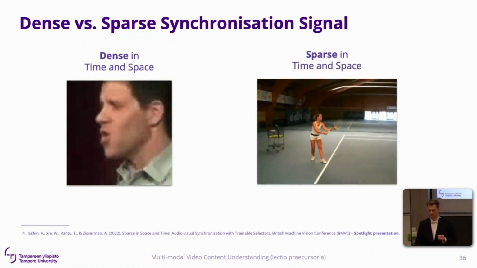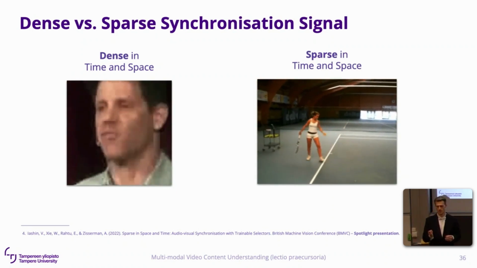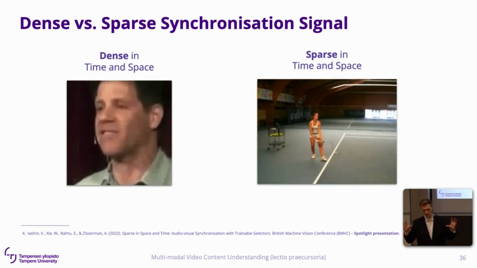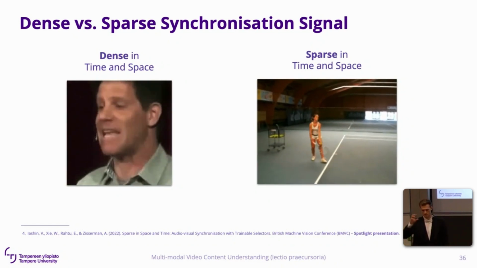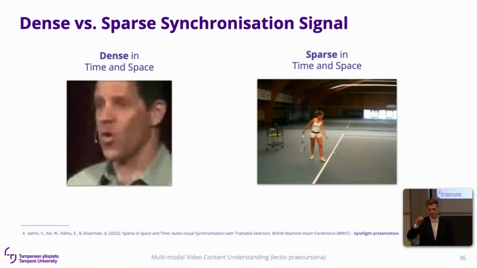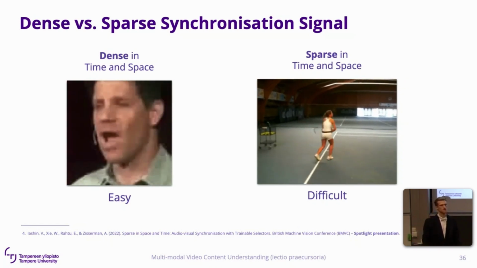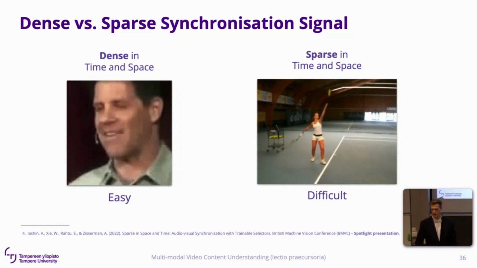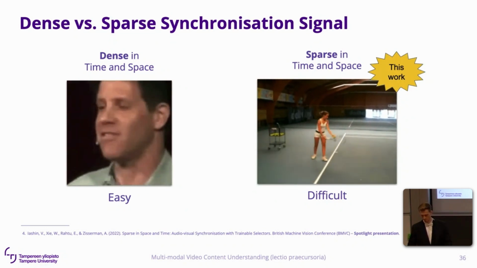Now let's consider an example which is both sparse in time and space. In order to synchronize it, the model needs to process the whole video clip because the synchronization cues occur rarely. Also notice that the visual indication of the sound is very small in the frame. As you can imagine, the more sparse the signal is, the more difficult it is to synchronize. And in this work, our focus was on the latter case.